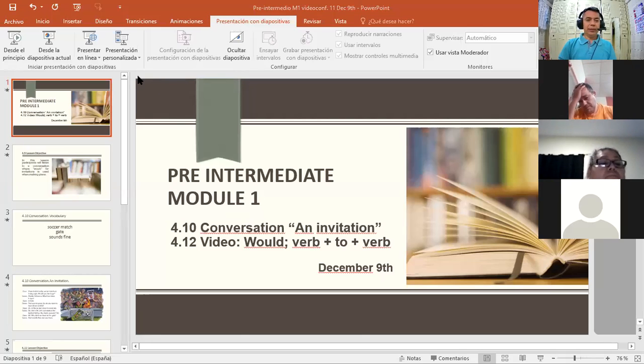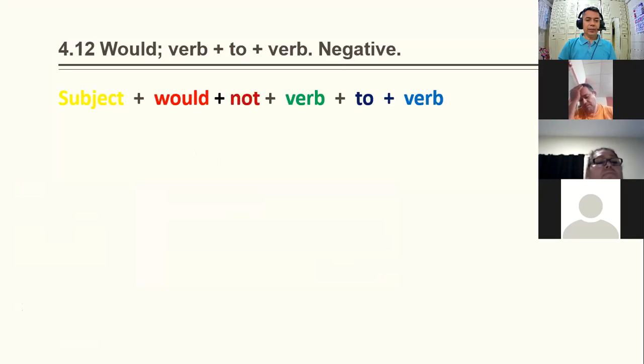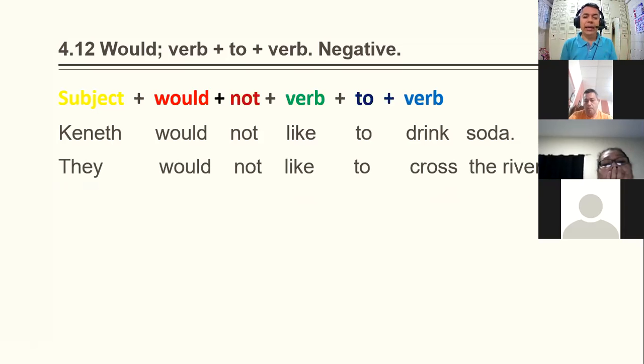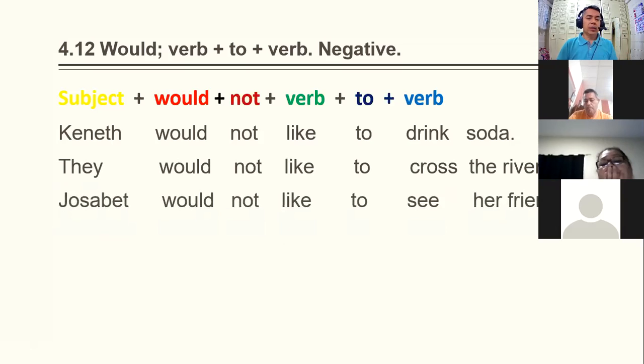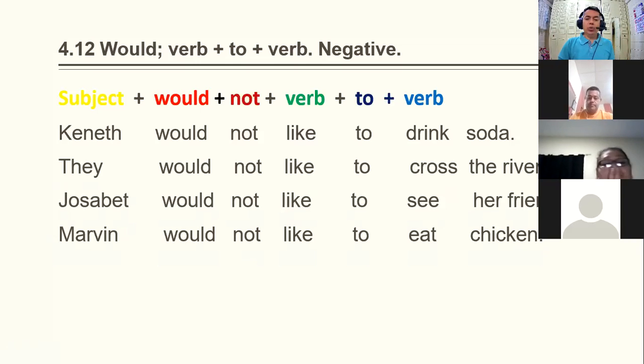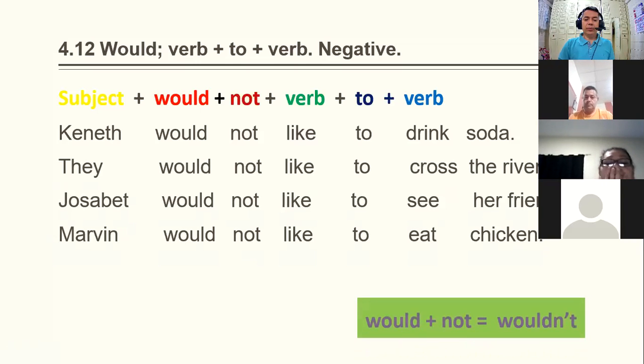Here, right? Aquí estamos. Okay, good. Now, so in this case, we have subject, modal. Ahora sí entendemos cuando digo modal, right? Good. The word not, the verb, the preposition to, and the verb, right? Look. Kenneth would not like to drink soda. Oh, contraction. Kenneth wouldn't like to drink soda. They would not or wouldn't like to cross the river. Josabel would not like to see her friend. Marvin would not like to eat chicken. Would not equal to say wouldn't, right?